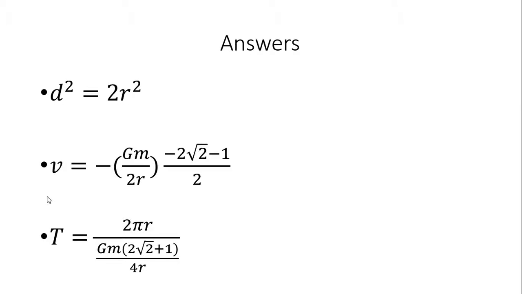We also found the velocity to be equal to negative Gm over 2r times negative 2 root 2 minus 1 over 2, and we found a period of 2 pi r over Gm times 2 root 2 plus 1 over 4r.